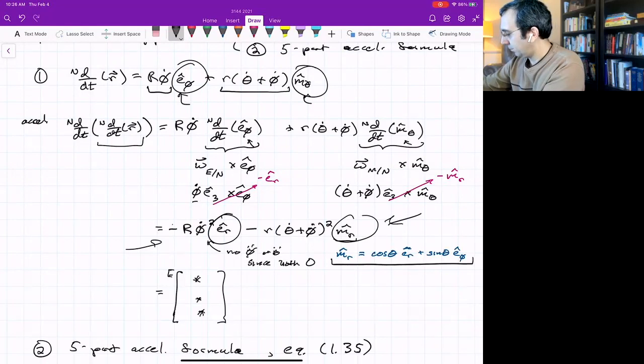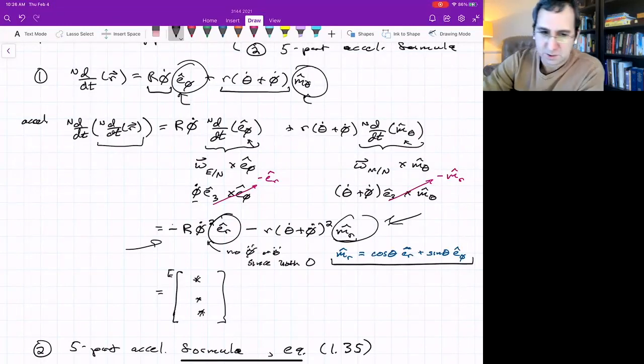Okay, then. There will be lots of opportunities to do some stuff with the transport theorem.